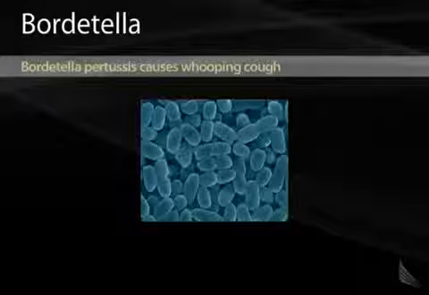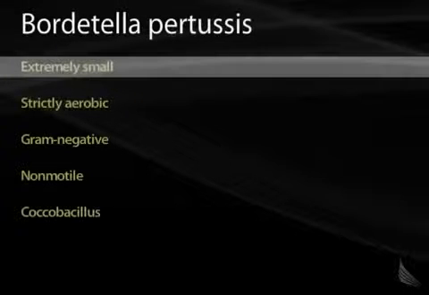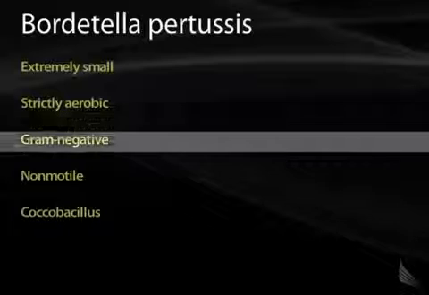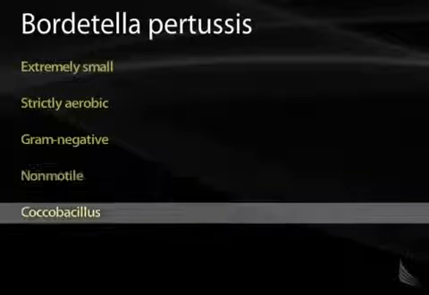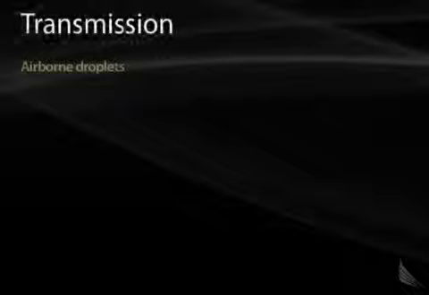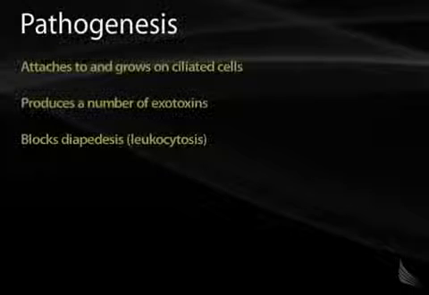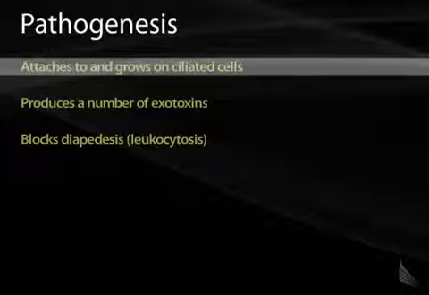Bordetella pertussis causes whooping cough. It is an extremely small, strictly aerobic, gram-negative, non-motile coccobacillus. Transmission of Bordetella is through airborne droplets and respiratory spread. It's able to establish infection by attaching to and growing on ciliated cells of the respiratory epithelium.